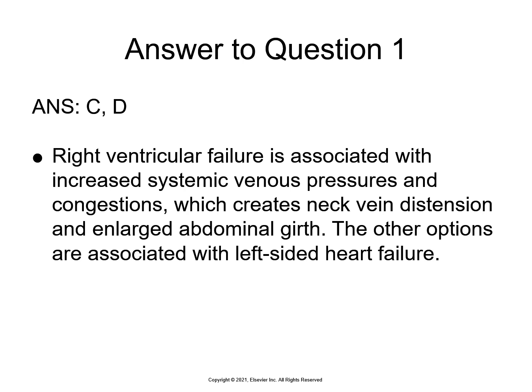Right ventricular failure is associated with increased systemic venous pressures, which causes neck vein distension and enlarged abdominal girth. The other options are associated with left-sided heart failure. Okay?